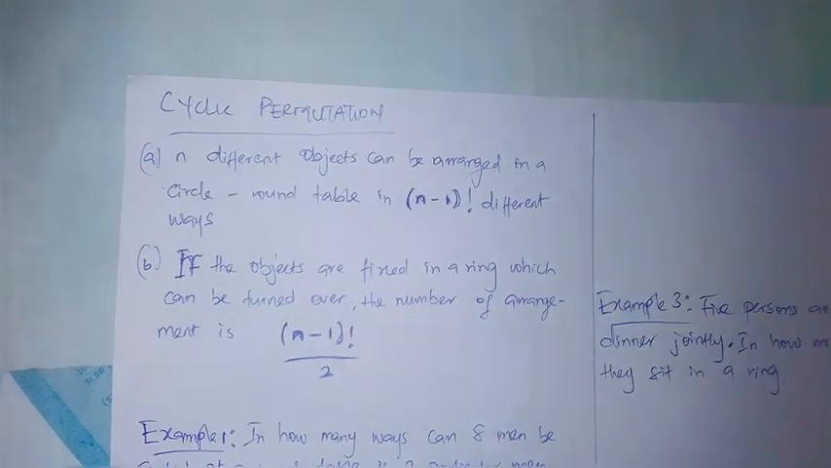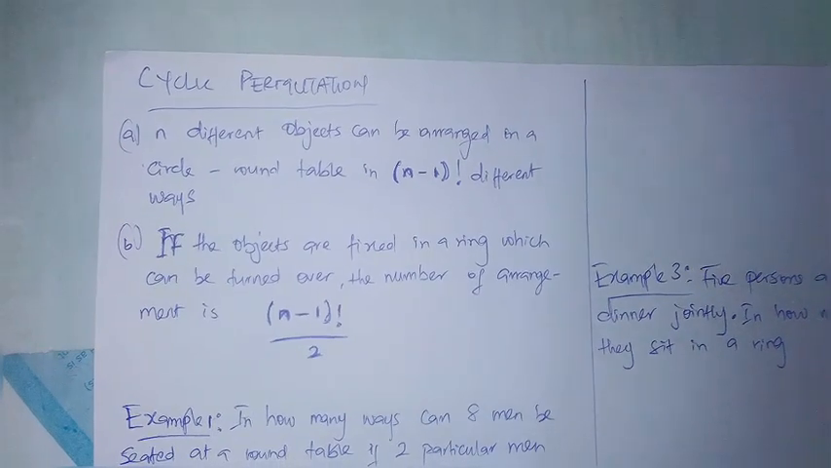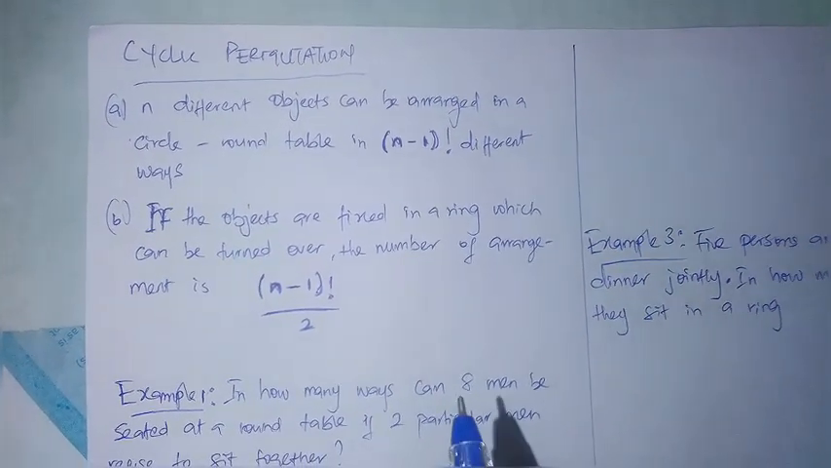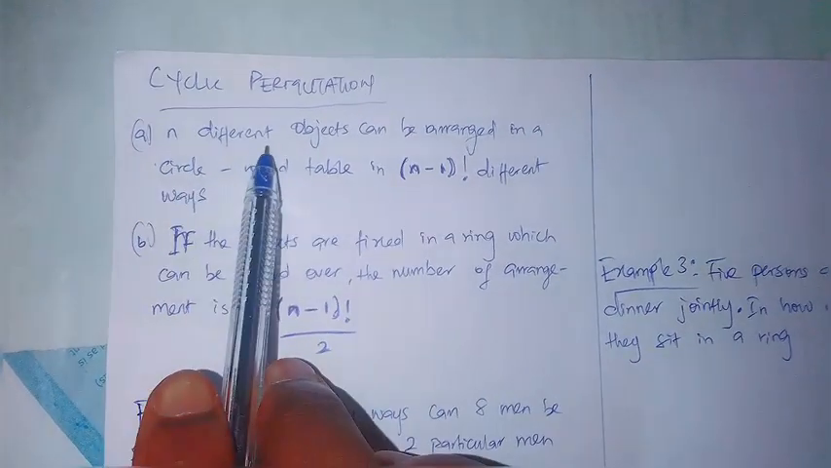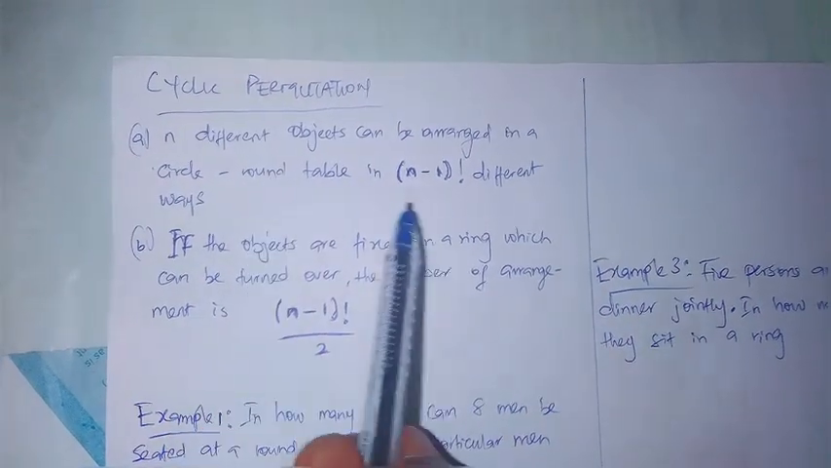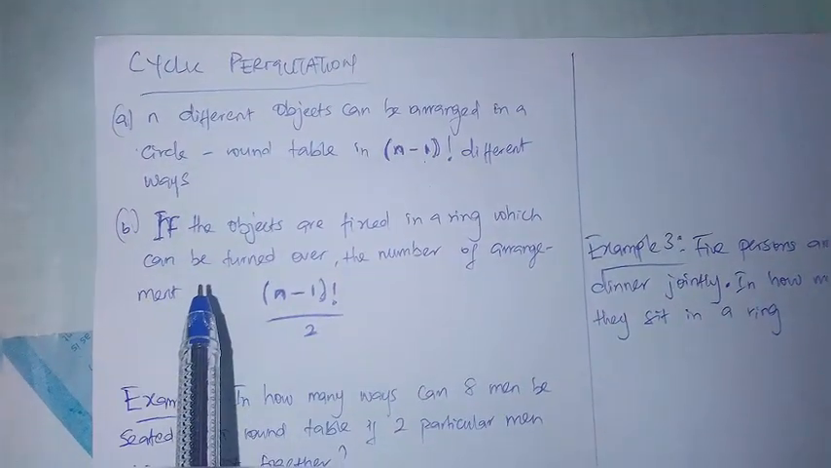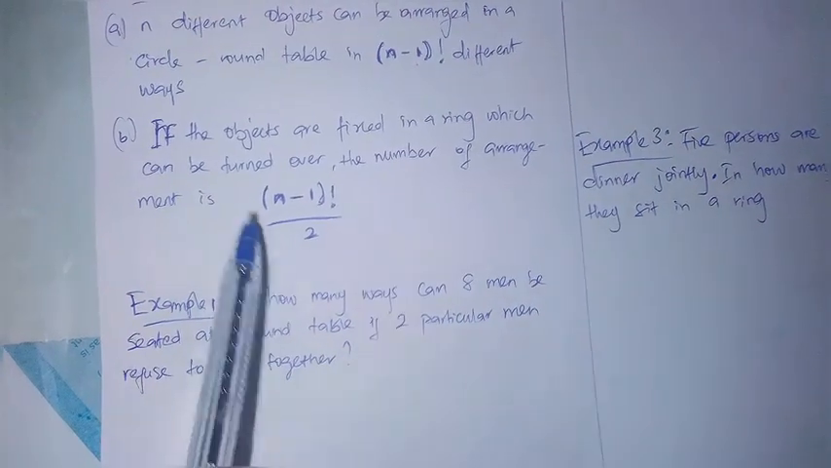Now, n different objects can be arranged in a circle or round table in n-1 factorial different ways. It means if I want to arrange n different objects around the table, mathematically I will express it as (n-1)!. Now, for this second statement, we have that what?